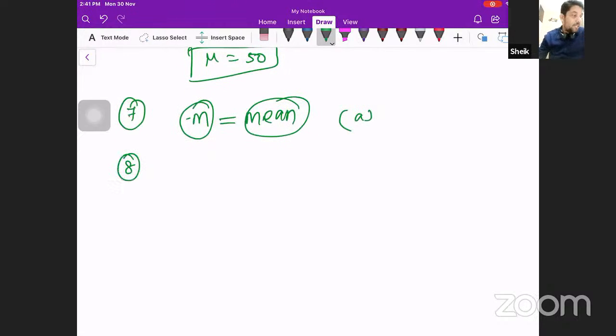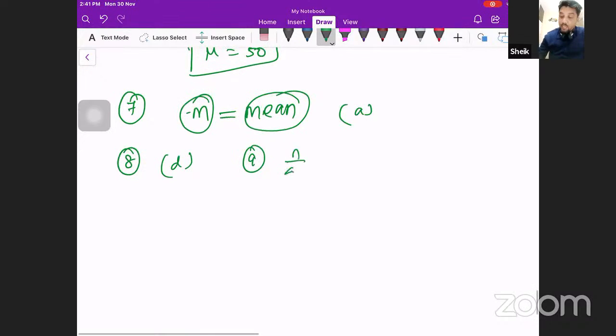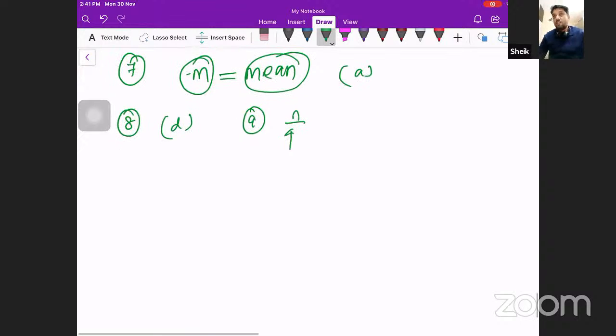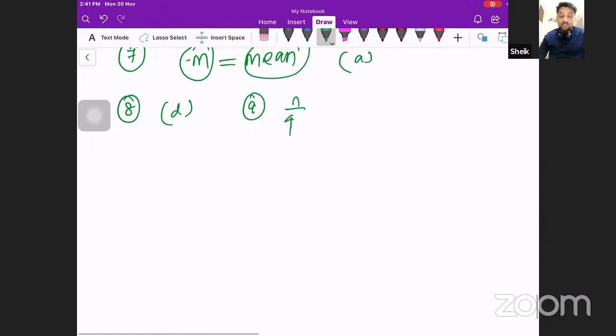Our option is A. Question number 8. A binomial distribution, it is the same question only repeated, my dear. It is like the first question. Binomial distribution is symmetric when p is equal to 0.5. Option D. Ninth one. This is also a repeated question only. The maximum value of the variance of a binomial distribution with parameters n and p is n by 4. See, the repeated questions, of course, in the examination also they repeatedly ask a few questions. So I think in this lecture we are covering everything.